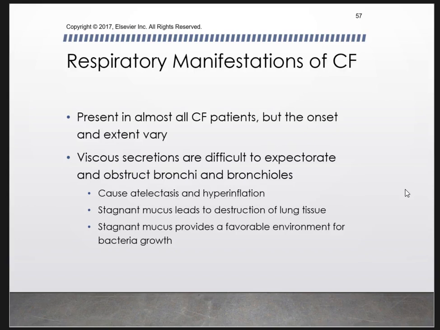Respiratory, obviously, in cystic fibrosis, it's going to be in almost all our kids with CF, but the onset and the extent of it are going to vary based upon how serious theirs is, their level of functioning, how thick their secretions are, those pieces.